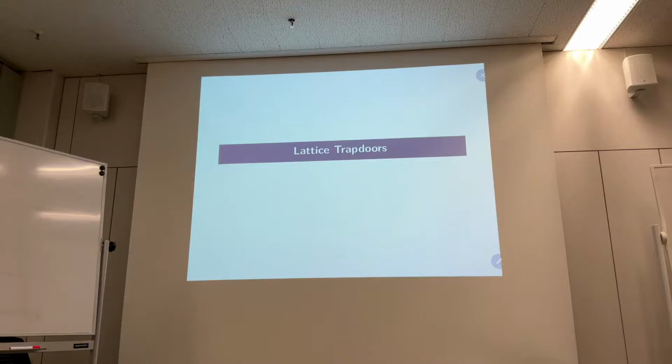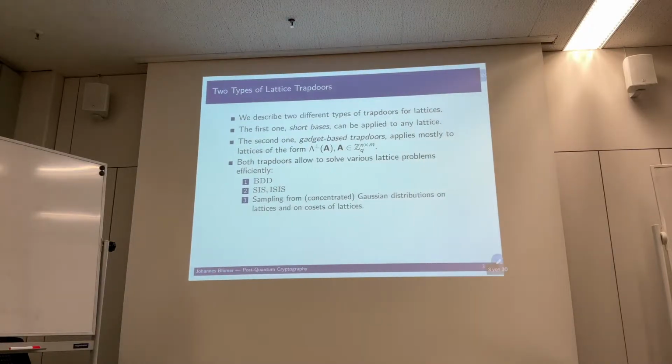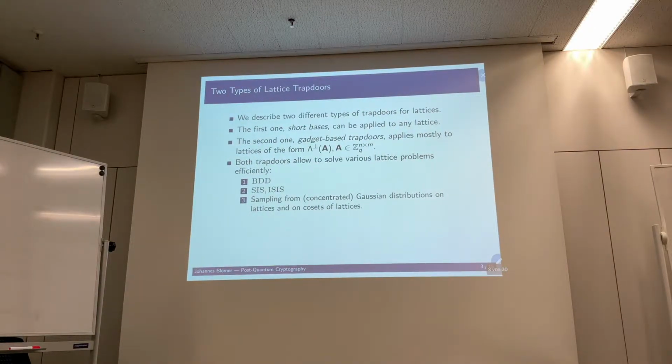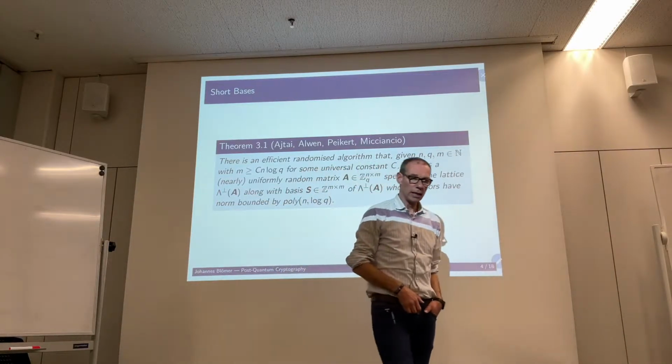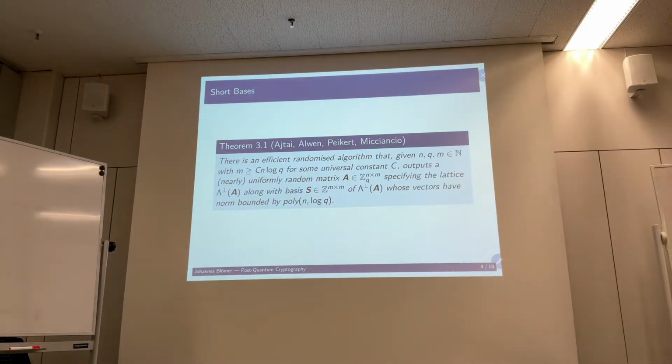Okay, good. So today we continue with lattice trapdoors. Last time we already mentioned that we have two types of lattice trapdoors: short basis trapdoors and so-called gadget-based trapdoors. We talked a little bit about the short basis trapdoors. The point that I want to mention again is that we want short bases for typically lattices of this type, Λ⊥(A), and we usually cannot generate trapdoors for all matrices, but for almost all matrices.